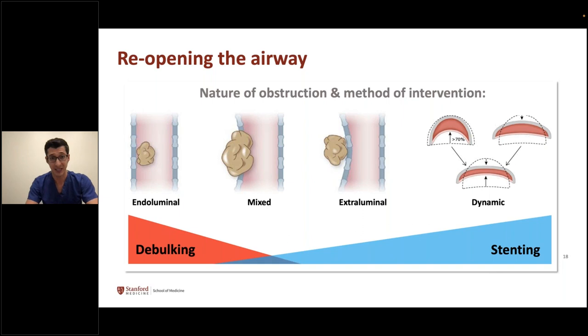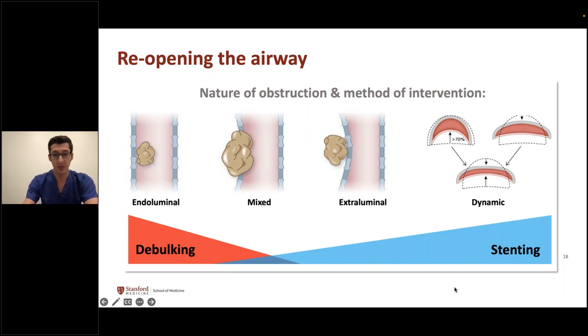And a lot of you have probably seen these diagrams before, but when we think about airway obstruction, we think about different kinds of tumor obstructions, whether benign or malignant, from endoluminal, so just confined to the airway. If you removed it, you would otherwise have a relatively normal airway. Mixed obstruction, where you have disease in the airway causing blockage and disease on the outside pushing in and causing narrowing. And then thirdly, extraluminal obstruction, where there's really no evidence of a lesion in the airway, but there's something outside pressing in. And then lastly, dynamic obstruction.